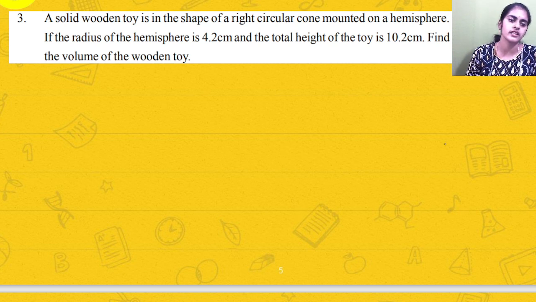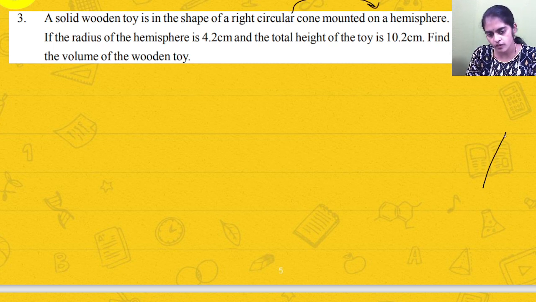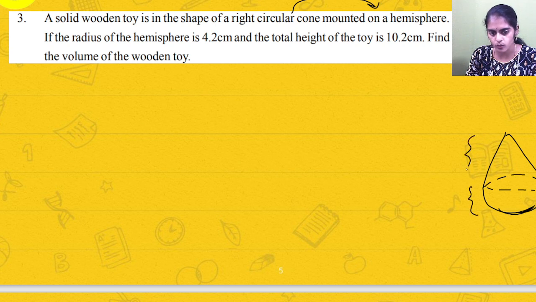A solid wooden toy is in the shape of a right circular cone mounted on a hemisphere. Cone mounted on a hemisphere. That means you have a cone mounted on a hemisphere, which means down you have a hemisphere. This part is the hemisphere and this part is the cone. Okay, the cone is mounted on the hemisphere.